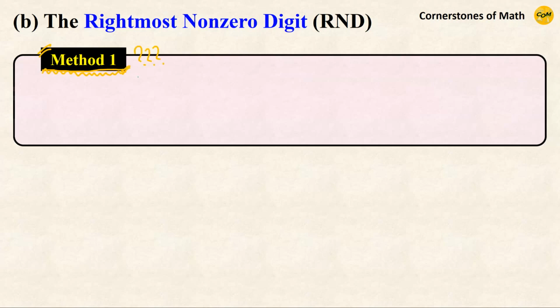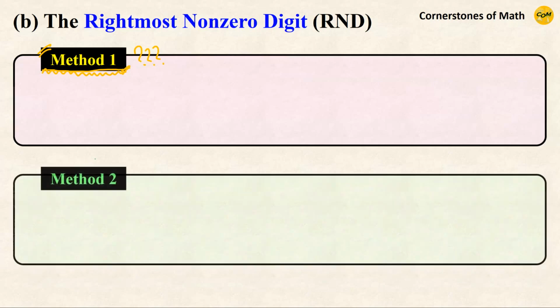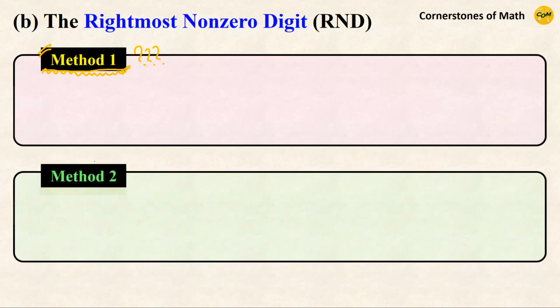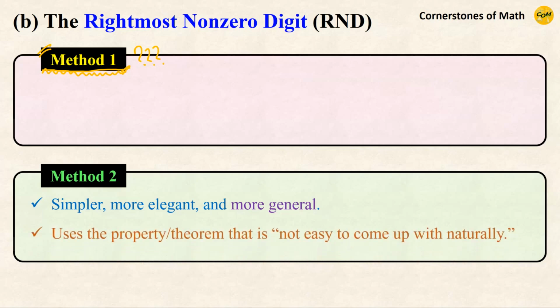Method 1. For this problem, I will present you not just one, but 2 methods to find the rightmost non-zero digit. And as a matter of fact, the second method is actually simpler, more elegant, and most importantly, more general. However, this method involves a property or theorem that is not easy to come up with naturally for many people. On the contrary, the first method is the method that many people will come up with by what I would call a natural thought process. So it seems more fitting to introduce this method first.